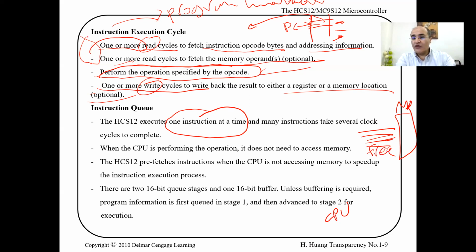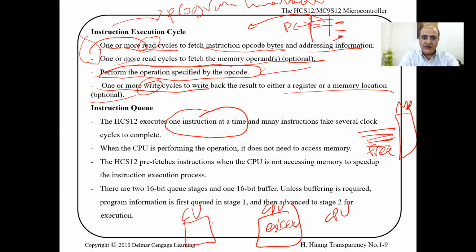So the control unit at that time, meaning the CPU doing execution, is not using this bus that is connecting with the CPU. So the control unit may go fetch some instructions and put them here next to the CPU in something called an instruction queue.